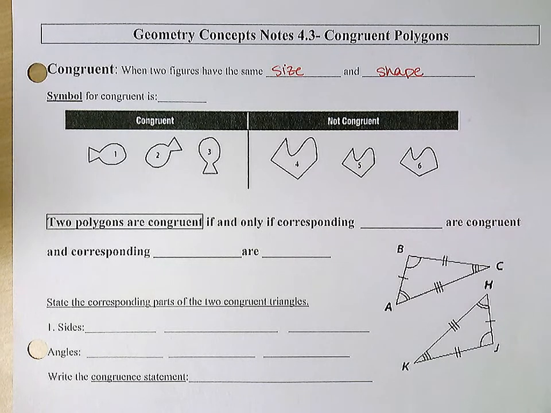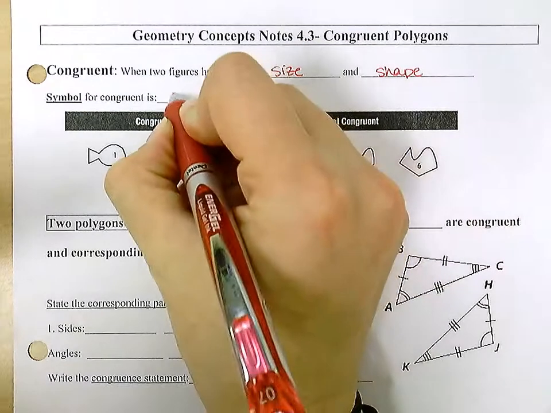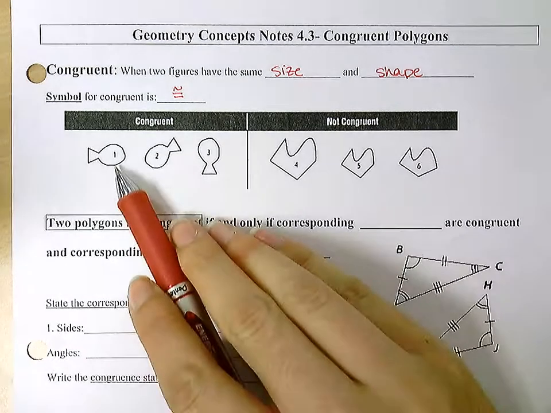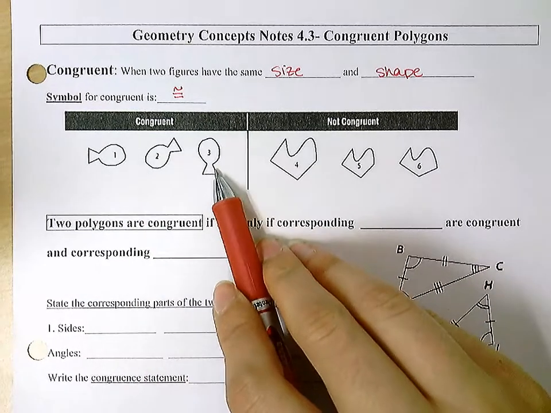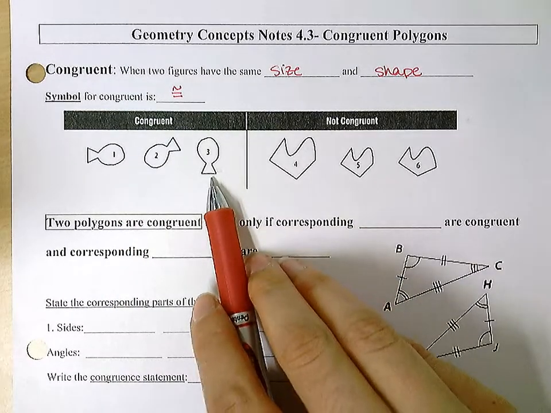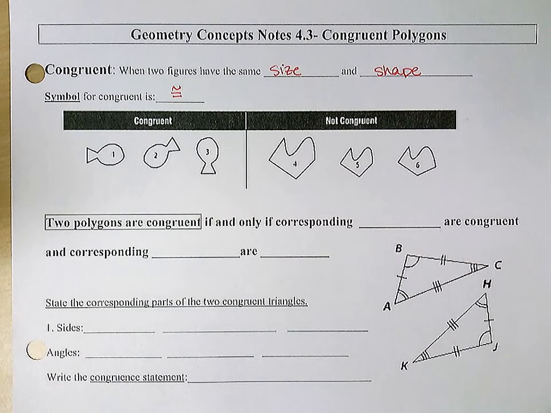The symbol for congruent is this one right here. Okay, that is our congruency symbol. In the pictures below, these three figures are congruent. They are all the same size and they are all the same shape. Okay, your orientation doesn't matter, so it can be turned around, flipped over, anything like that. As long as they are the same size and shape, they are congruent.